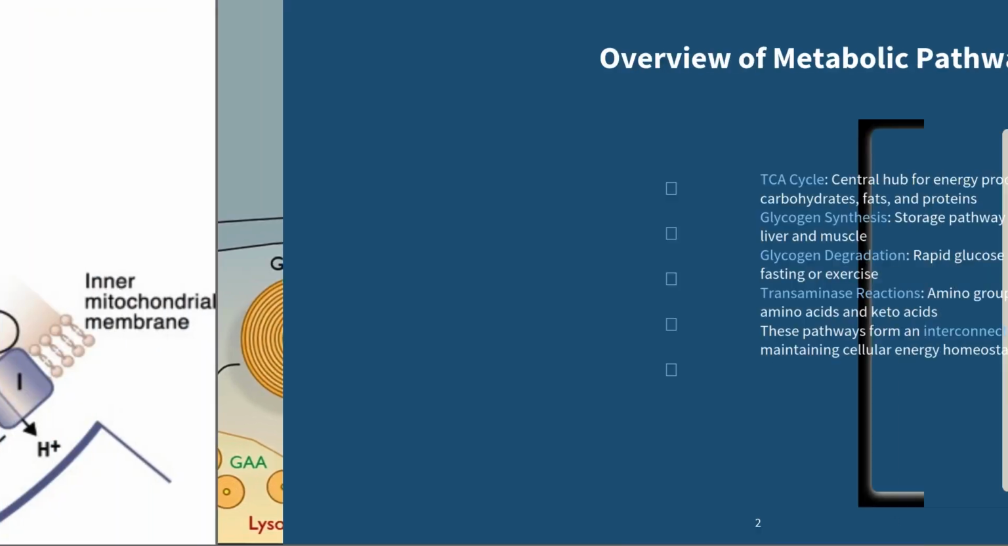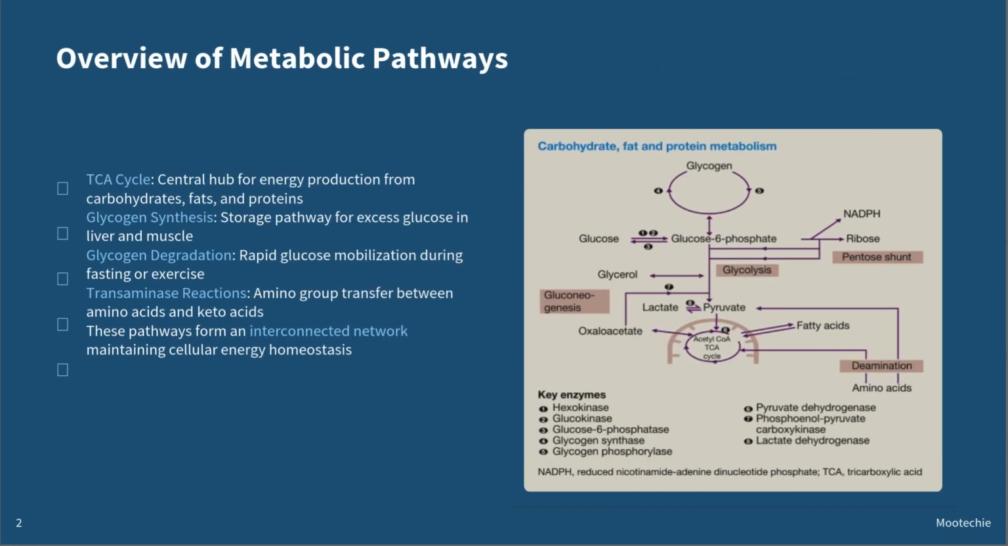Now, let's move on to an overview of these vital metabolic pathways. The TCA cycle is the central hub for energy production from carbohydrates, fats, and proteins. Glycogen synthesis is the storage pathway for excess glucose in the liver and muscle. Glycogen degradation allows for rapid glucose mobilization during fasting or exercise. And transaminase reactions involve amino group transfer between amino acids and keto acids. These pathways form an interconnected network maintaining cellular energy homeostasis.